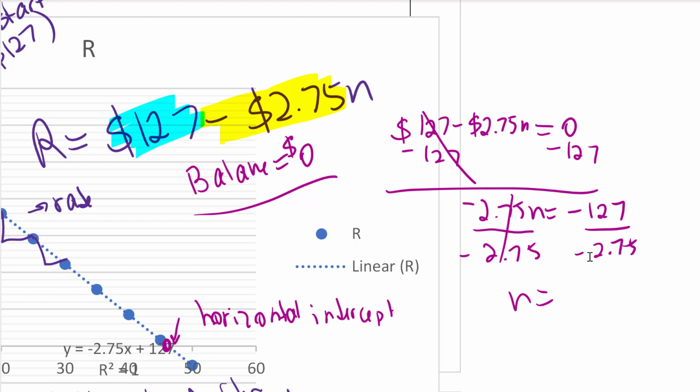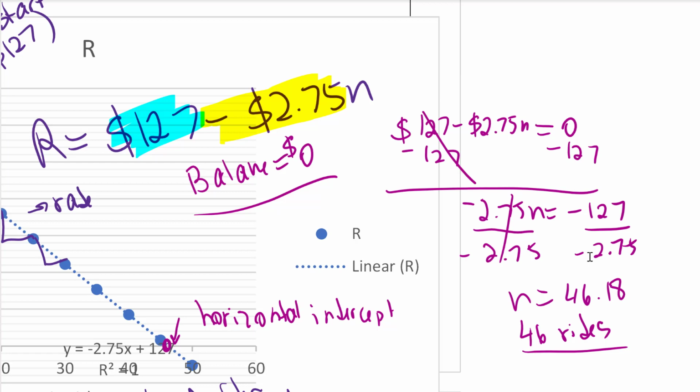So 127 divided by 2.75 gives us 46.18. Well, 0.18 is decimal. We're talking about the rides, how many rides you can get. So it looks like there are 46 rides that you could take when the balance is still higher than 0. All right, and on the 47th ride, you're not going to have enough money.